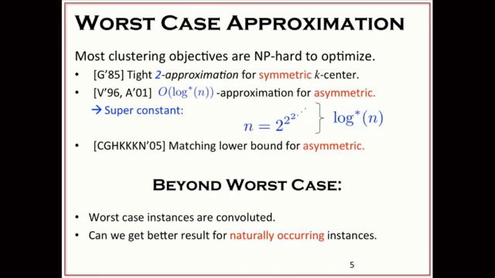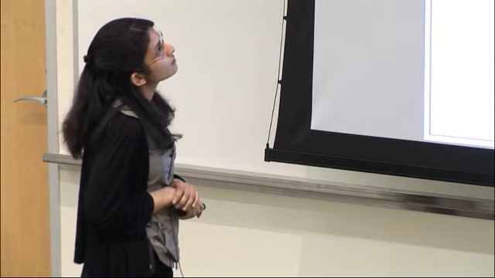There are well-known worst-case approximation results for both symmetric and asymmetric k-center. For the symmetric k-center, in '85, Gonzalez showed a tight 2-approximation algorithm. It's very simple, and you cannot do better than that. Any 2 minus epsilon approximation is going to be hard.